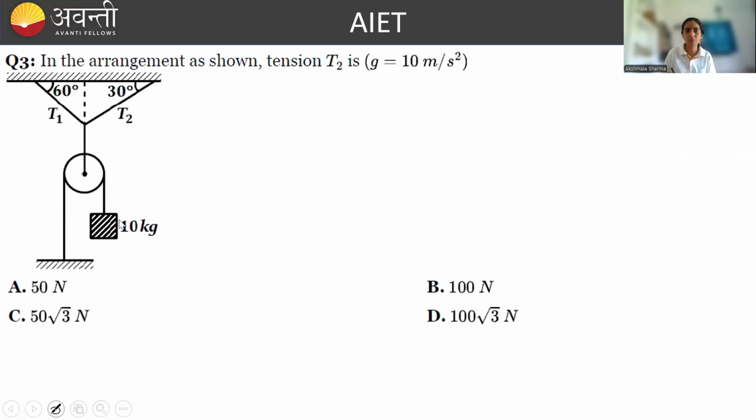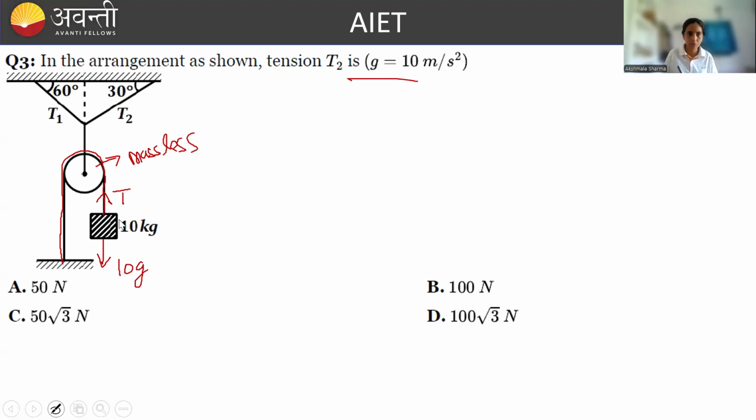In the arrangement as shown, what will be the tension T2? So this is a very simple question. All you need to do here is write the free body diagram. If you look here, tension is acting upward and then gravitational force is downward, so done. And since this is a single string, and in a single string tension will remain the same throughout if the pulley is massless, and nothing is given about the pulley, so we'll assume it is massless.